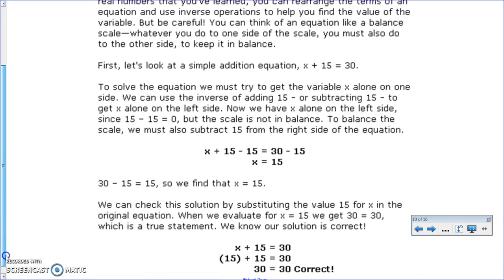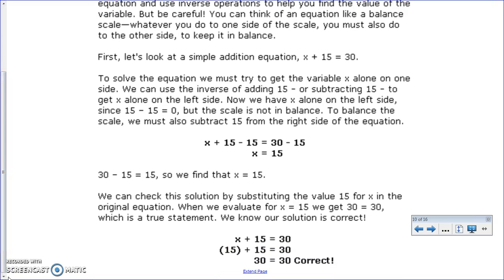We can check the solution by substituting the value 15 for x in the original equation. When we evaluate for x = 15, we get 30 = 30, which is a true statement. We know our solution is correct.